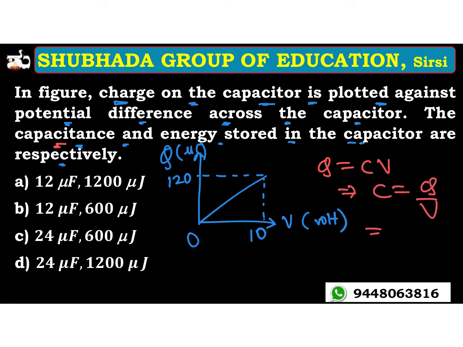The value for Q is 120 microcoulomb and the voltage is 10 volt. So that should be equal to 12 microcoulomb per volt, which is 12 microfarad as the capacitance. 12 microfarad is there in option A and also in option B. That's the reason I have to calculate the value for energy as well.